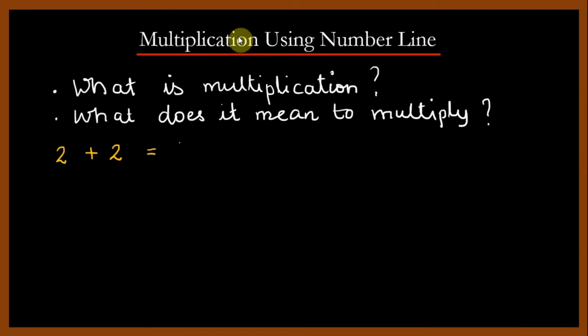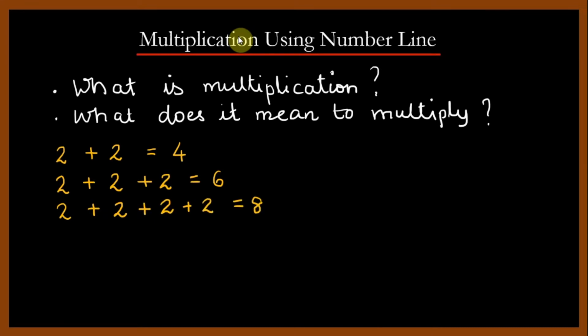For example, take 2. So 2 plus 2 equals 4. 2 plus 2 plus 2 equals 6. 2 plus 2 plus 2 plus 2 equals 8. So the number of times we add 2 is different in each case, and that is exactly what multiply means.